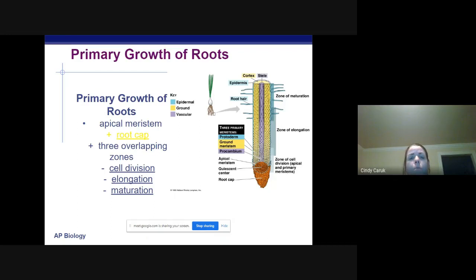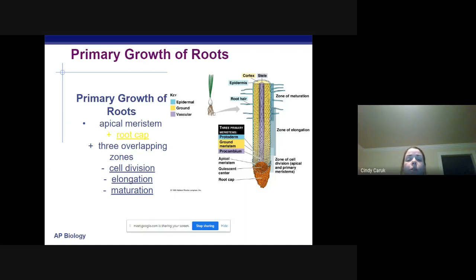Okay. Primary growth in the roots is at the apical meristem. You notice that there's the root cap in the picture on the right. That's just crushed cells. It's going to release fluid to help soften the soil so the root can grow through it. And then right above that is your apical meristem, where the new growth is happening.